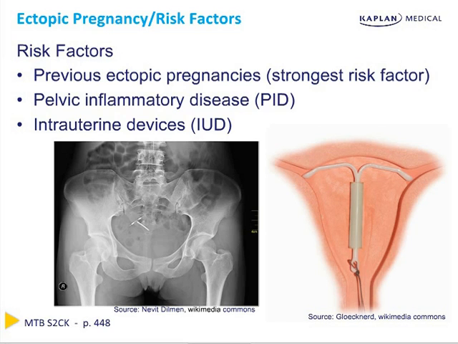A common risk factor is that of tubal damage, or anything that interferes with normal implantation. So other things, such as endometriosis or prior tubal surgery, can also be ectopic pregnancy risk factors.